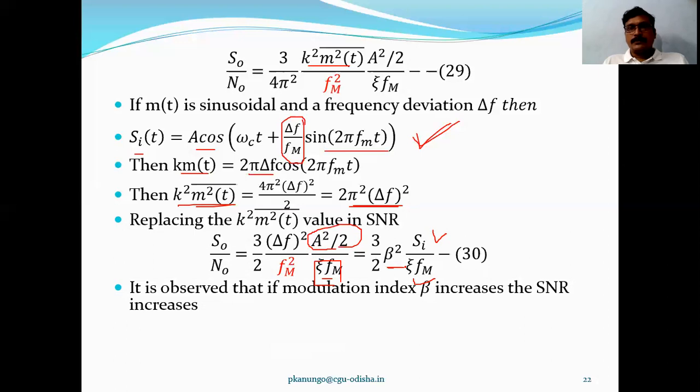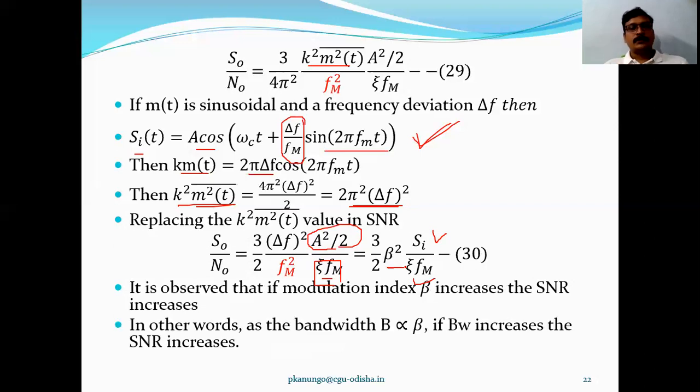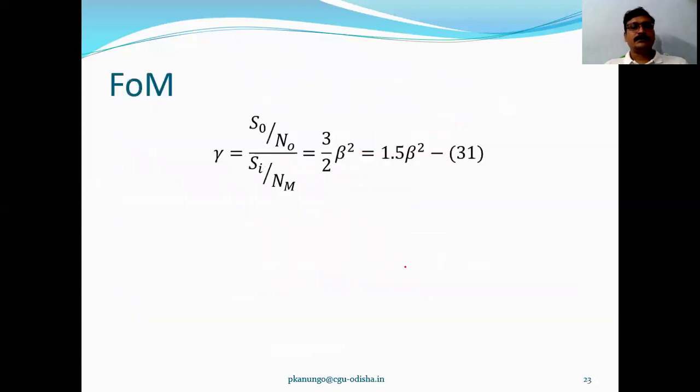So it is not always the same, because there is another term we will go through in the next class, that is a trade-off. When you increase beta, the bandwidth is increasing, and when the bandwidth increases, more noise will also enter. So at a point there is a threshold, at which the SNR, in terms of beta increasing, will start decreasing. In other words, as the bandwidth B is proportional to beta, if bandwidth increases, the SNR decreases.